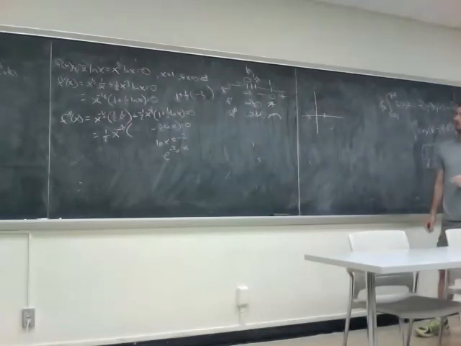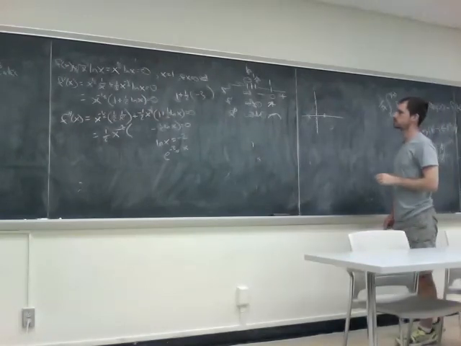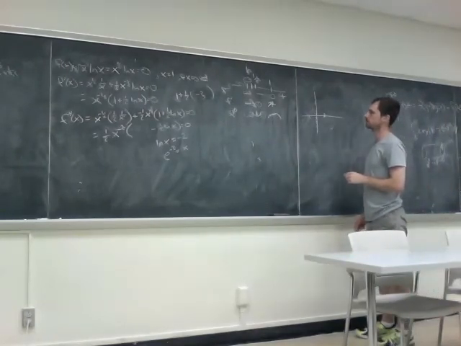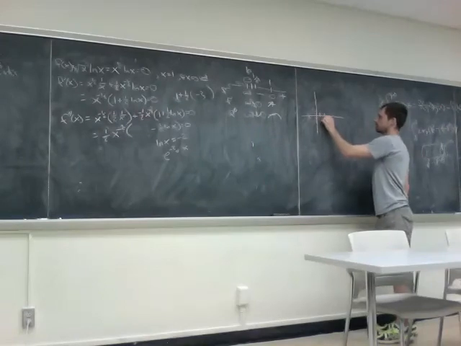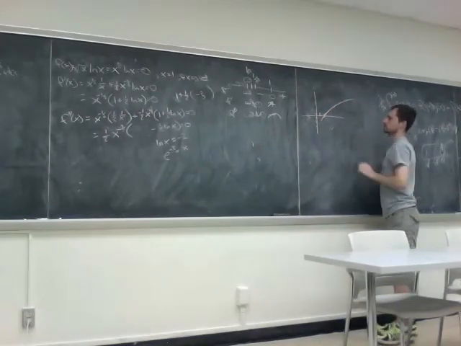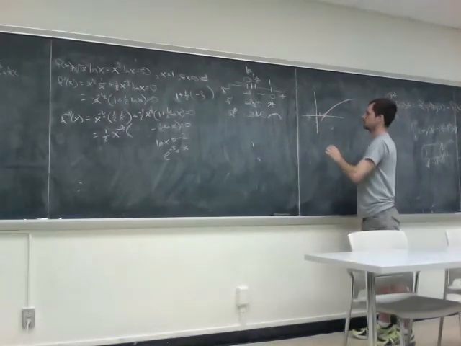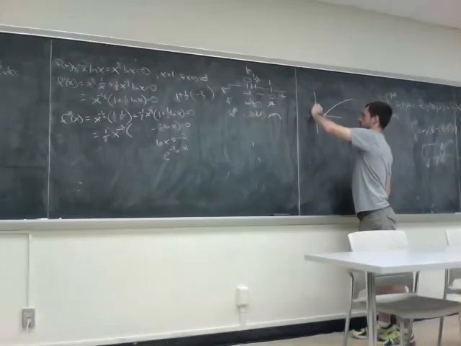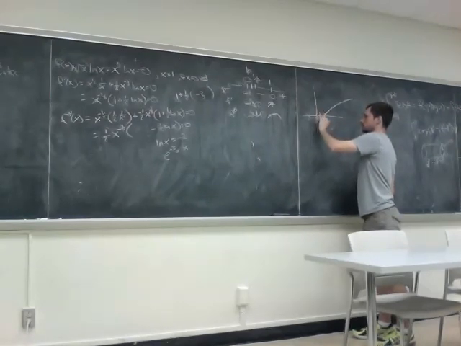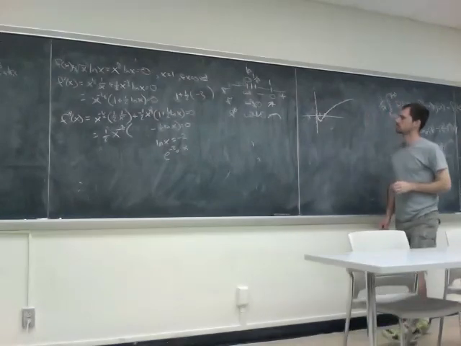Okay, so a weird looking graph. Increasing, but concave down. So from here, that, and then from here, something like that.